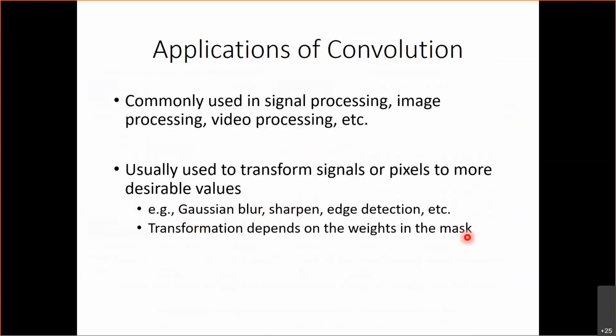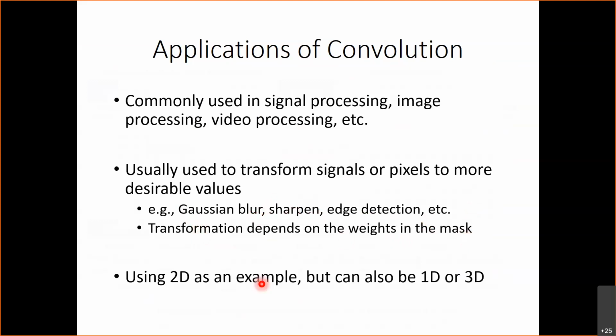Okay. Now, we are going to be using 2D as an example. It's nice to visualize, and it's complex enough. But there can also be a 1D convolution. There can also be a 3D convolution. Okay, so if you have a signal, for example, that you're processing, you might be using a 1D convolution as opposed to a 2D convolution. But we'll be using 2D convolution as our example in this lecture.